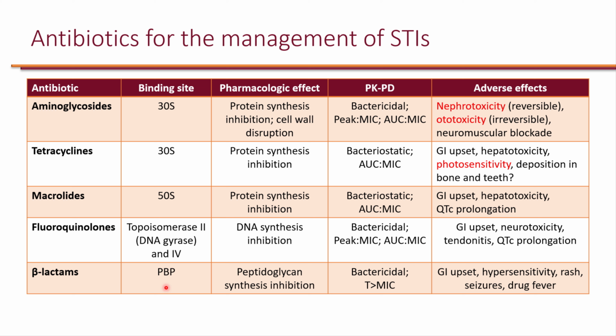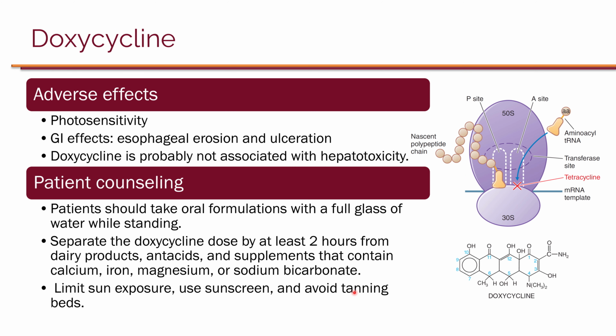So these are essentially, the mechanism of action is the same. They bind to penicillin binding proteins. Now, there are different types of penicillin binding proteins. So depending on which one beta lactams bind to, that's how you get different spectrum of activity for different beta lactams. And in general, they are pretty well tolerated. You do get GI upset and essentially hypersensitivity or rash. And in high doses, you can get seizure, and also drug fever is a concern in general, but very rare.